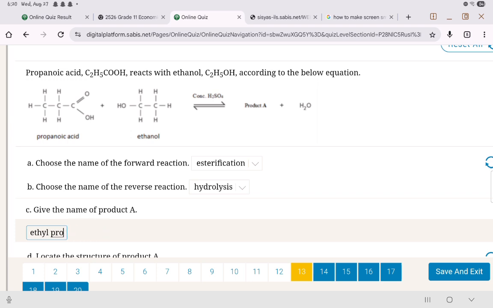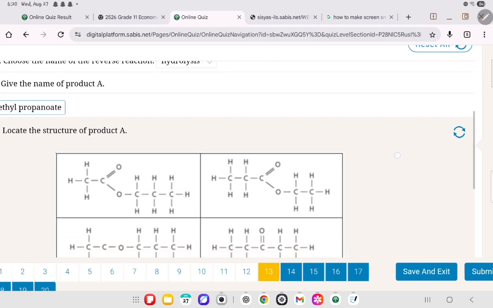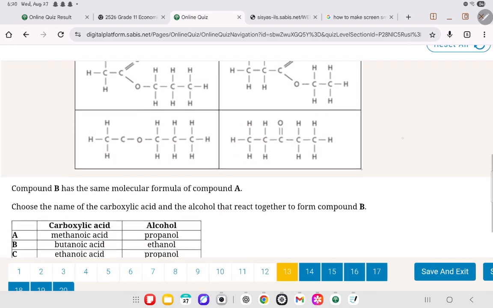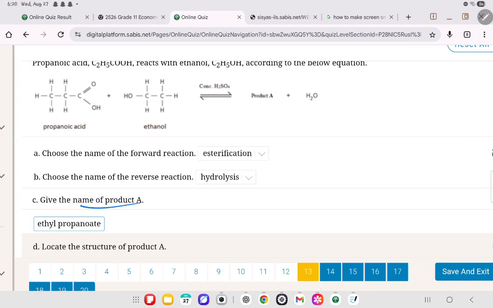Oops, I don't know why I have the caps on. Propanoate. Now, this was naming the product A. We come to locating the structure, or building the product A. When we named the product A, we put the alcohol first and then the carboxylic acid. But when it comes to making the structure, it's the opposite. It's the carboxylic acid first and then we will put the alcohol.